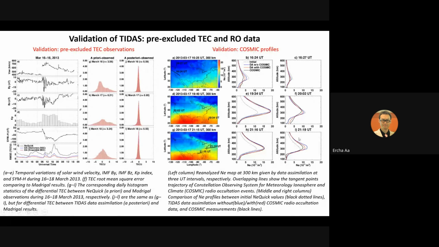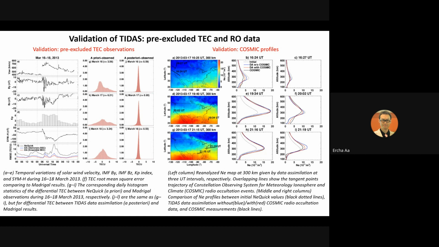And to the right panels, this is the electron density at 300 kilometers. And we also show the trajectory of the COSMIC tangent points. So the right panel shows the comparison of the profiles before the simulation and after the simulation. So we can see they provide an improvement of the profile specification. So that's the validation of the TIDAS.